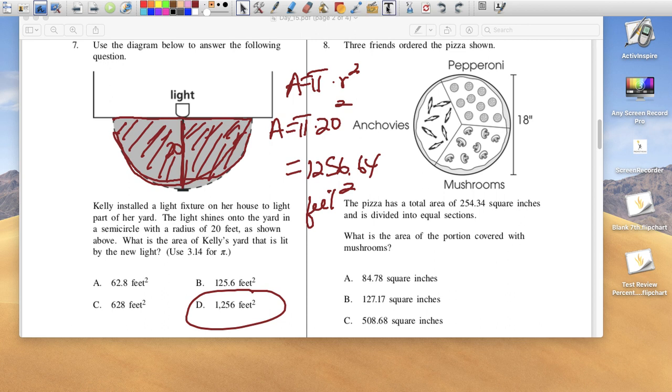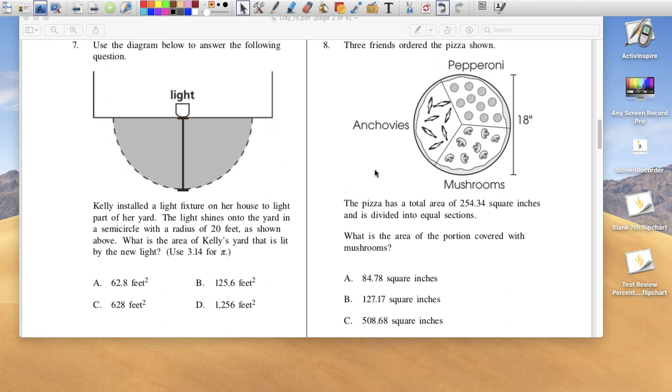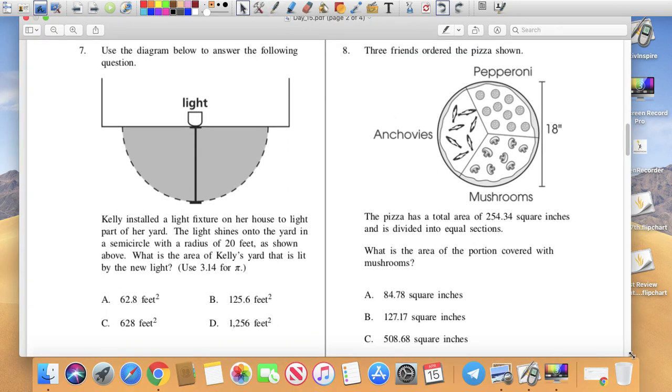So that's that. This one. 3 friends order the pizza shown. The area of the whole pizza is 254.34 square inches. Which area is covered by mushrooms? Oh, what?